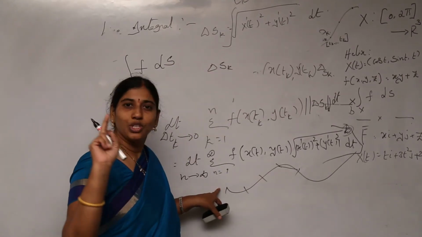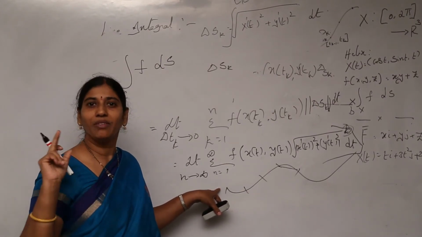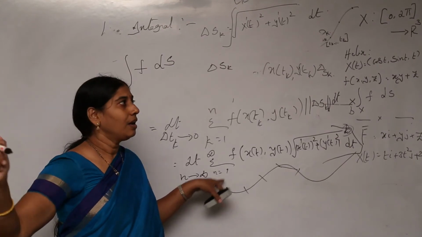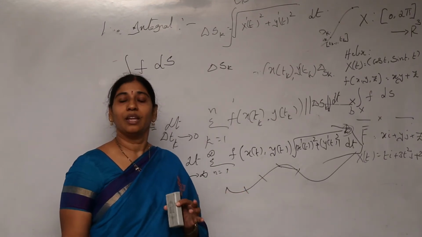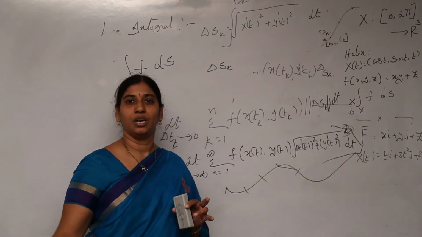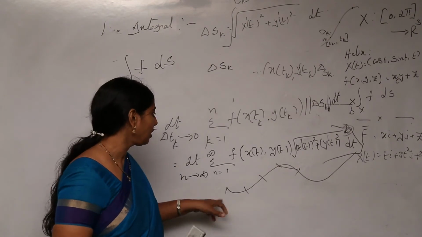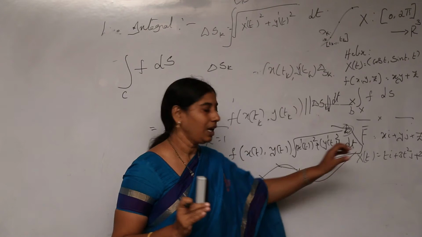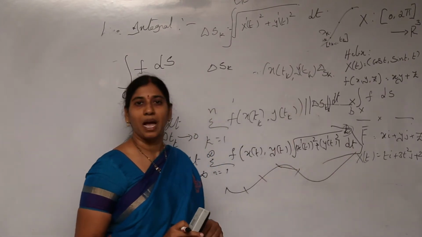Suppose in this room the power supply is there. When I switch on the switch, the tube light is somewhere here. A cable is laid from that position to this position, and the electricity passes through the cable. What is that cable? That's nothing but my curve, or else the path. I am dividing it into n number of parts.